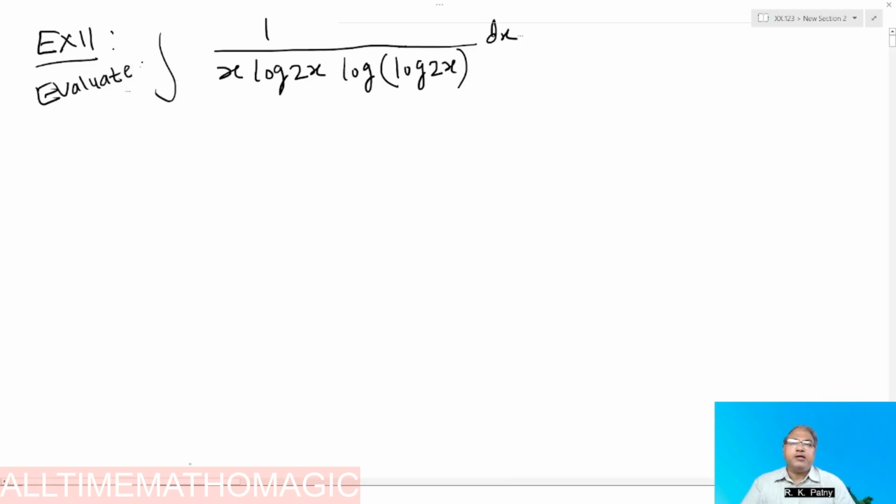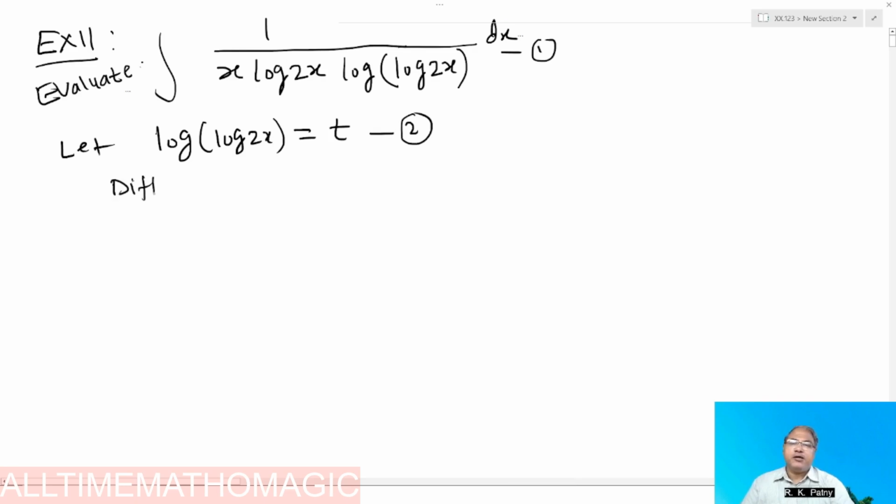Evaluate integration of 1 upon x log 2x log of log 2x dx. My God, all are log. Can you go for substitution? Please answer. Yes, we can go for substitution because the derivative of log is 1 upon. Therefore, we can let here log of log 2x equals to t. It was 1 and this is 2.